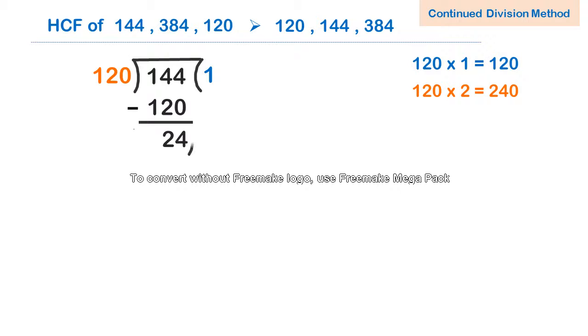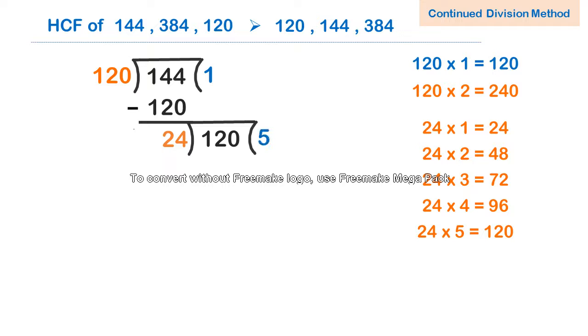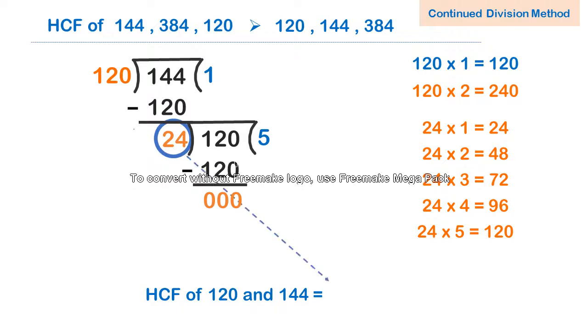Now we need to take this remainder as the divisor and divide this number by the previous divisor 120. So divide 120 by 24. See the table. 24 fives are 120. So write 5 as the quotient. Now subtract 120 minus 120. We get 0. If the remainder is equal to 0, it means the divisor of the last step is the HCF of 120 and 144. Therefore, the HCF of 120 and 144 is 24. But what we need to find is the HCF of 120, 144 and 384. We found the HCF of just two numbers, 120 and 144. But what about 384? So now you will know, pay attention.